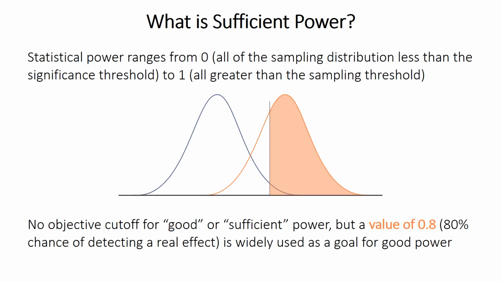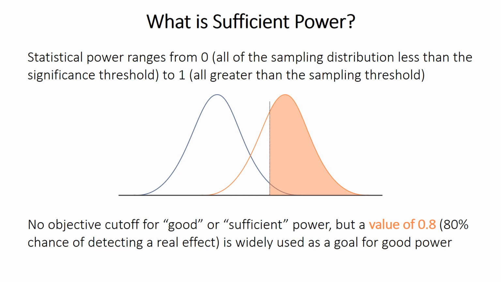Okay, so back to the question of what is sufficient power. Power values are going to range between 0 and 1 because they're a probability. 0 means that the entire sampling distribution is less than the significance threshold, and therefore there's no chance of recognizing a truly significant result. A power of 1 means that you should always be able to recognize a significant result.